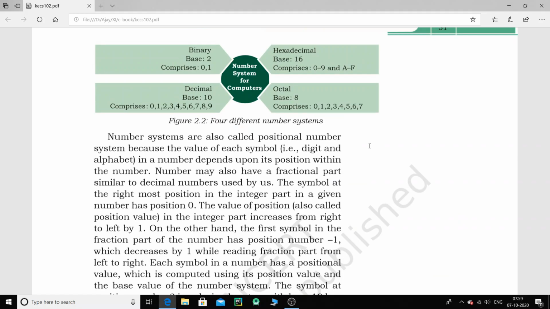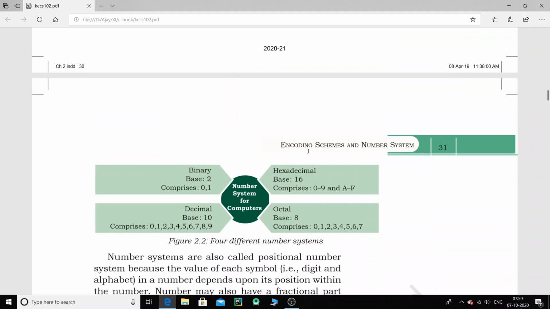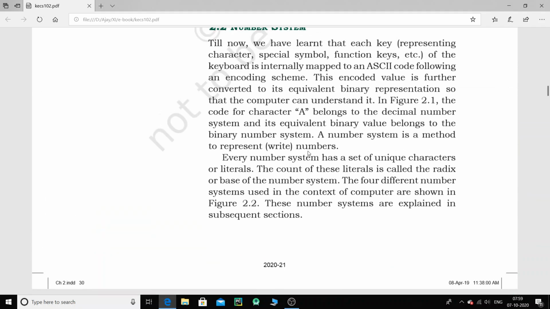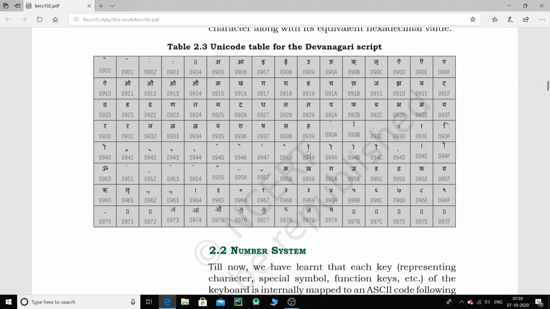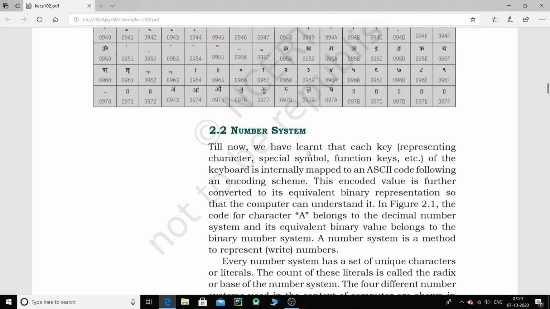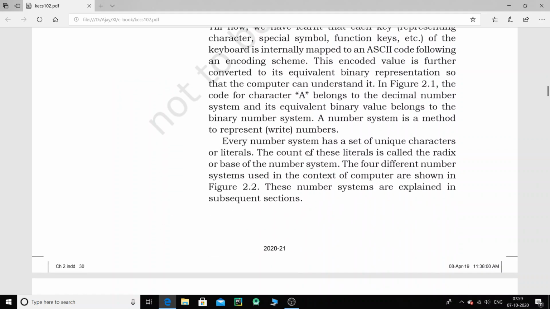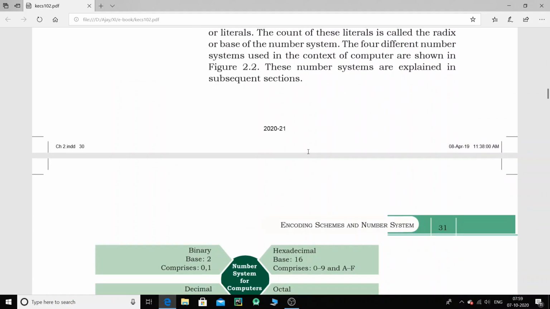Today we are going to take the revision part, and as I said, the most important chapter for the syllabus is the number system and Python. So today we are going to discuss the number system. The chapter I'm referring to is from the book provided by the NCERT.